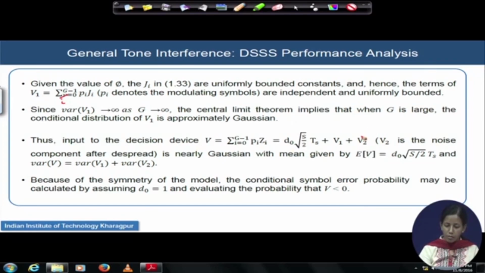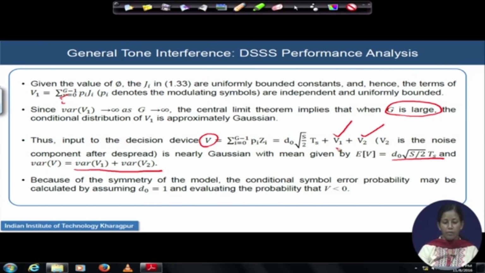So, anyway, this noise has a Gaussian distribution, and this term is also showing a Gaussian distribution when G is very large. So, we can say that this V will also be Gaussian distributed, where the mean value of V will be approximated by this and the variance will be this plus this. Remember, the mean value of this jamming part will again be 0, because with the constraint discussed in the earlier module, V1 has mean 0 and some variance.